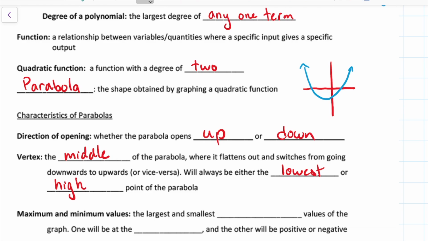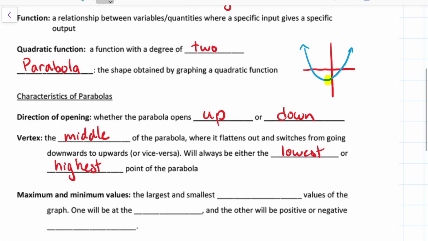It's going to be either the lowest point or the highest point, depending on which direction the parabola is opening in. So if we look at this example that we've got here on the right, our vertex is this point right here. So it's our bottom in this case. It's where our parabola has stopped going this way and started going that way. And you're always going to find it in the middle.